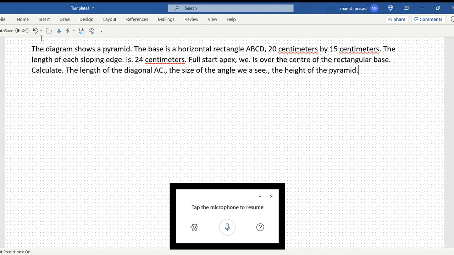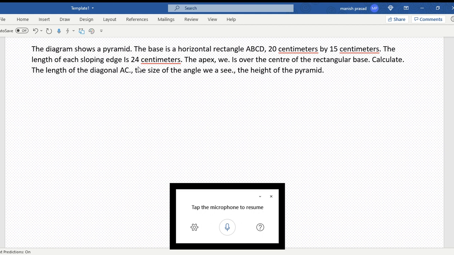Okay, so let's make the changes that are there in the question. The diagram shows the pyramid, the base is a horizontal ABCD, 20 centimeters by 15 centimeters. Each sloping edge is 24 centimeters. Okay. The apex V is over the center of the base. Calculate the length of the diagonal AC, the size of the angle VAC, the height of the pyramid.